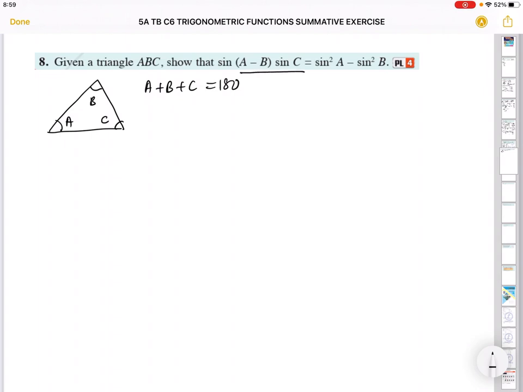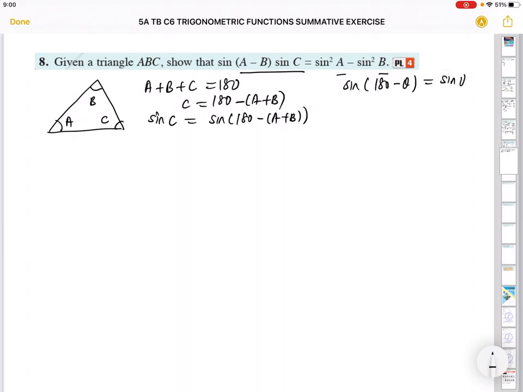To get rid of C, I'll take 180 minus A plus B, right? So before I sub in, I'm thinking sine C is the same as sine of 180 minus A plus B, right? Now, you will learn that sine 180 minus theta is the same as sine theta, yeah? So in this case, we can write this as sine A plus B, isn't it? Sine C is basically the same as sine A plus B for a triangle.